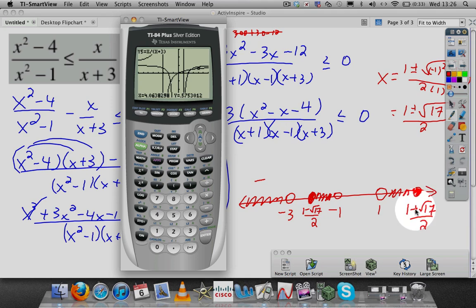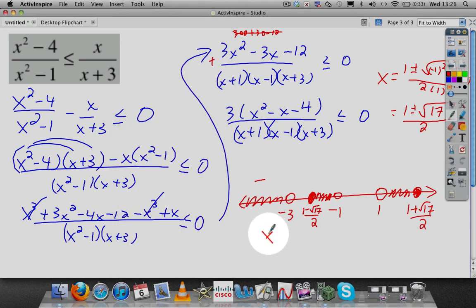So our final answer is everything x less than -3, x between this exact value, 1 minus root 17 over 2, or to 3 significant figures is also acceptable, and we want everything between 1 and 1 plus root 17 over 2.